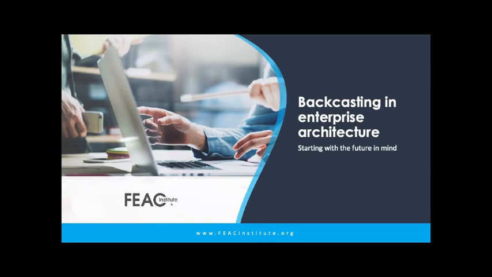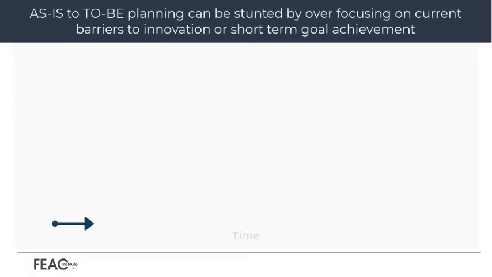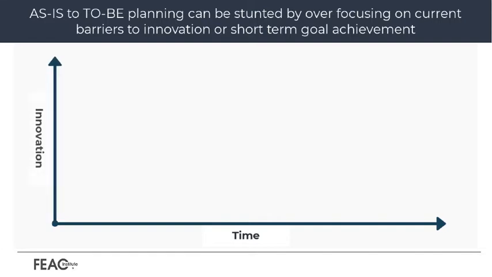In the practice of architecture, there are several different planning approaches for enterprise transformation. Let's put the factor of time on the x-axis and the level of innovation on the y-axis. One practice is to start with the current and future states, and then plan incremental steps from the current or as-is state toward the future or to-be state.